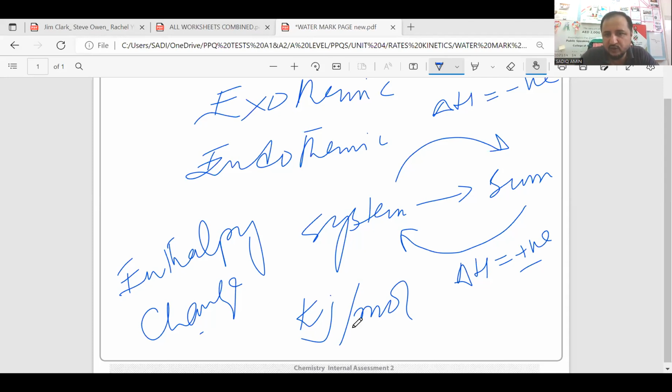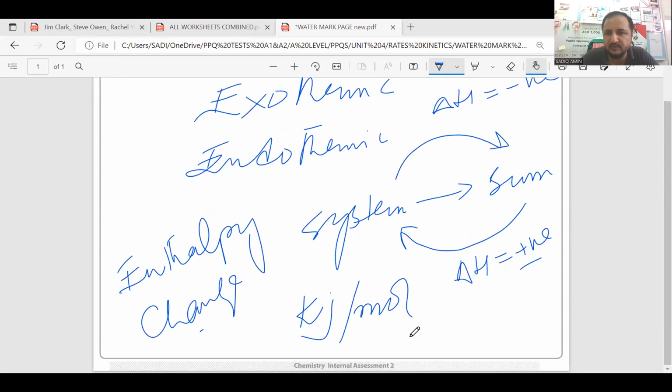So it's kilojoules per mole. That's the enthalpy change calculation. Whenever you see delta H, you will see that it's always calculated in kilojoules per mole. Okay, it's kilojoules per mole.